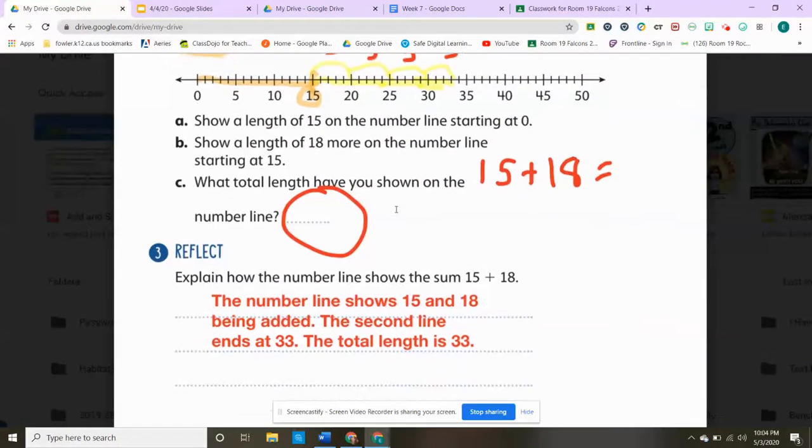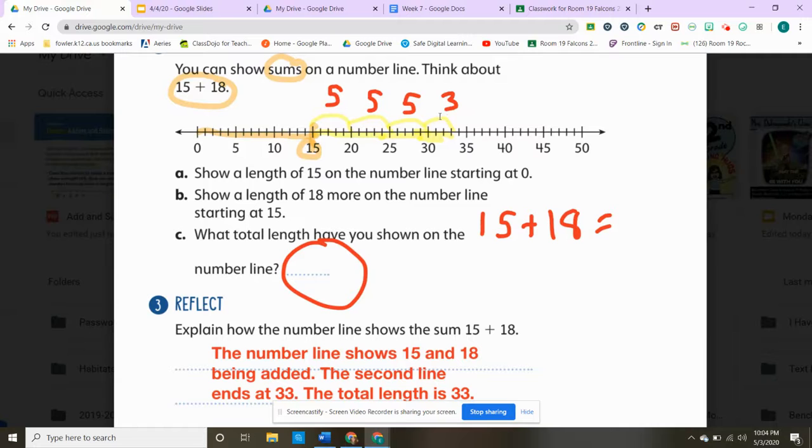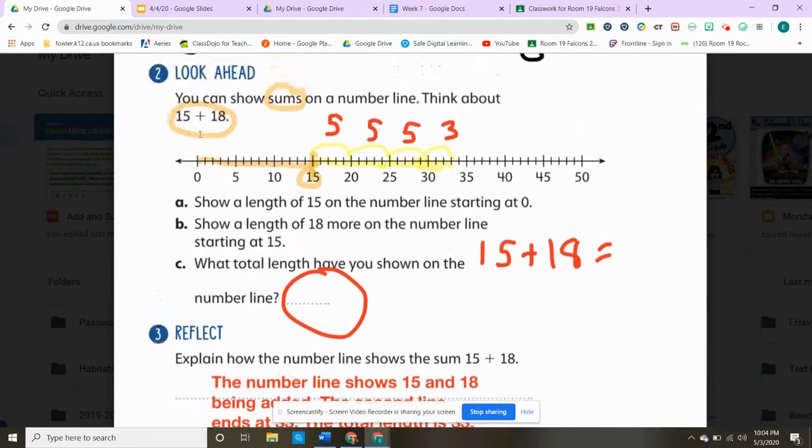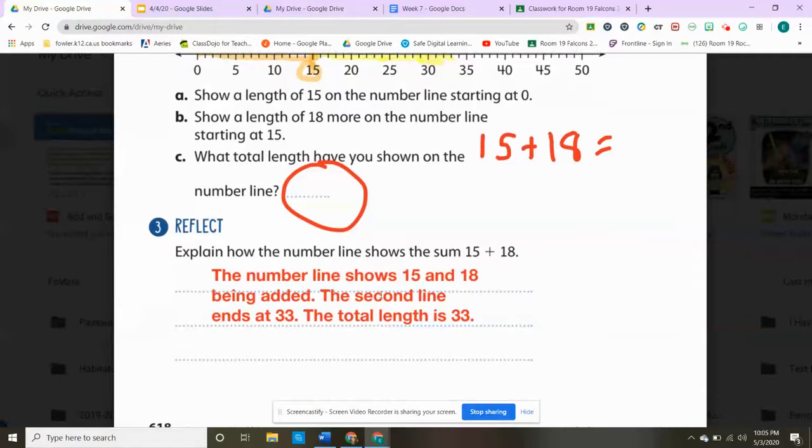All right, reflect. Explain how the number line shows the sum of 15 and 18. Well, the first thing that we did is the number line shows 15 and 18 being added, right? Because we had 15 and then we added 18 more. The second line ends at 33. So here's our first line. Here's our second line. We had 15, then 18, and it ended at 33. So we know the total length is 33.